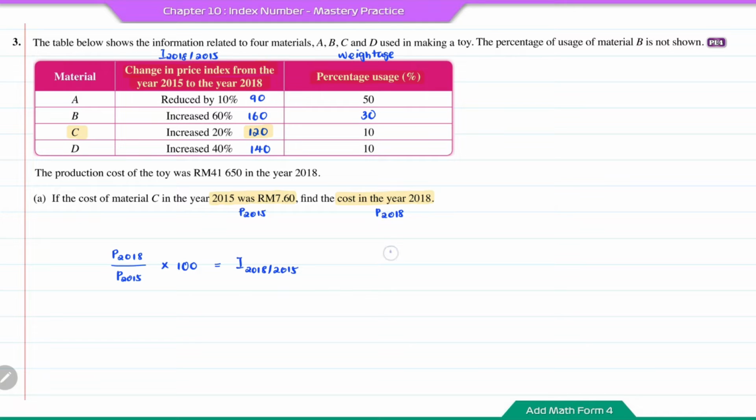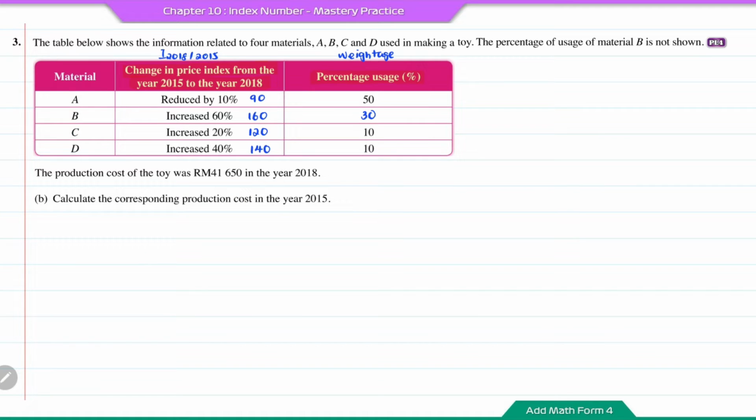So to find the cost in the year 2018, it will be P2018 divided by 7.6 times 100. This will be equal to 120. So P2018 is equal to 120 times 7.6 divided by 100. Therefore, the answer will be RM 9.12.